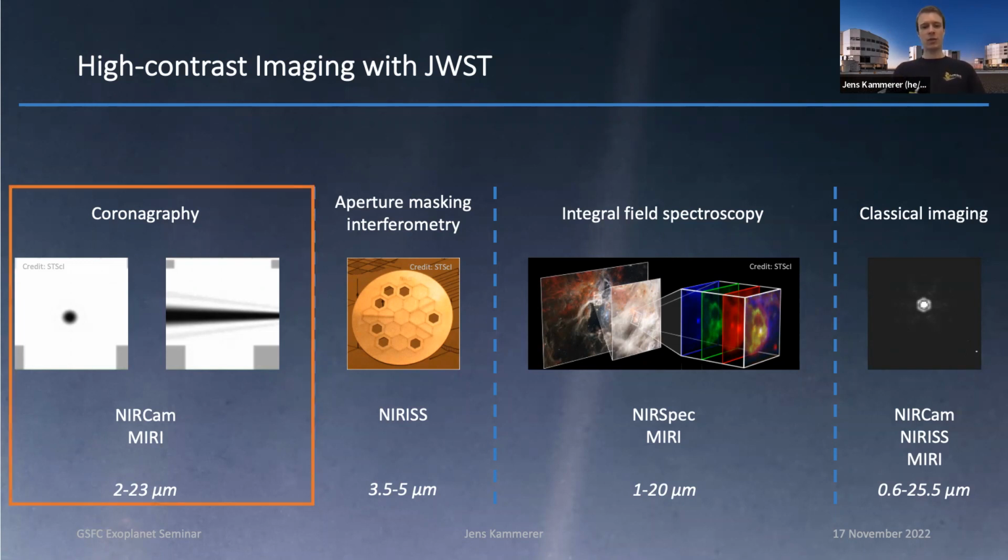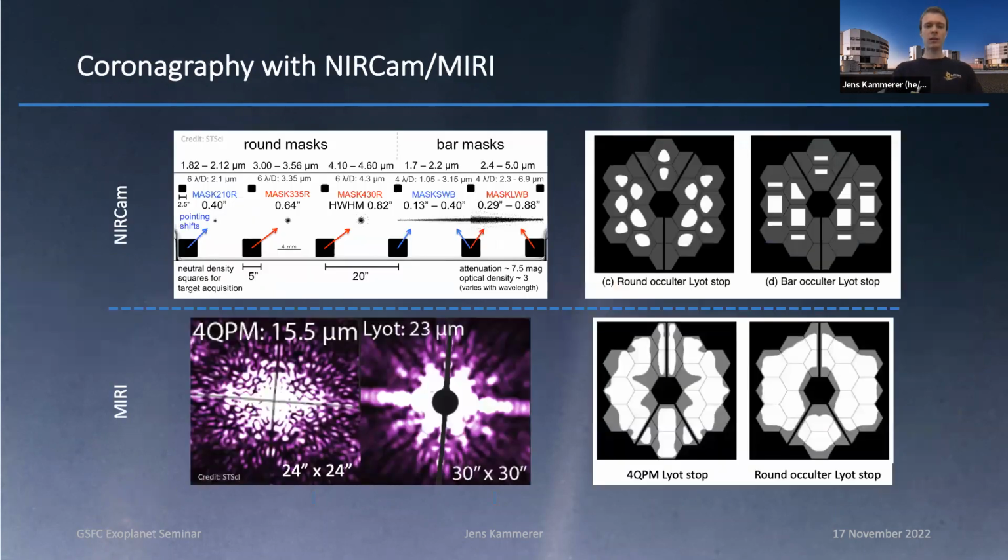So let's get started with the most classical approach, with coronagraphy. This is very similar to what I've been showing you in the introduction. You can do that with both NIRCam short wavelength of 5 micron and MIRI long wavelength of 5 microns.